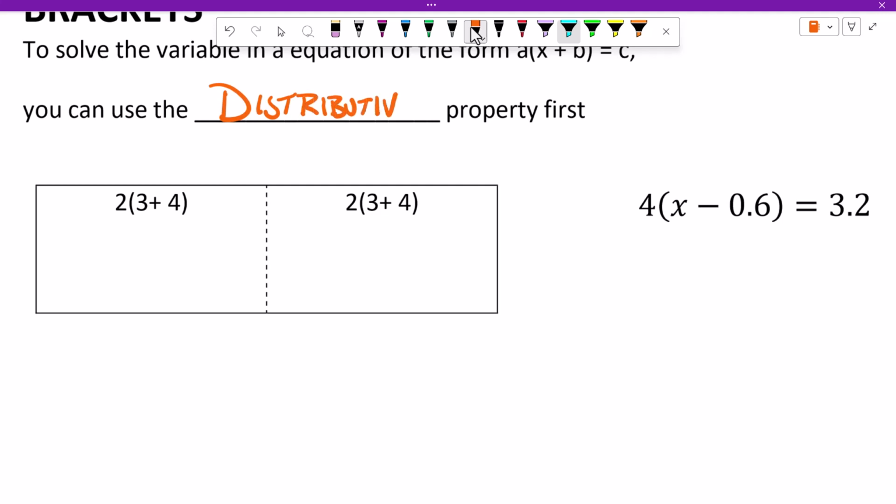So we need a way to get the x or the letter outside of the brackets, right? It's stuck inside the brackets. We can't add and subtract like terms to get it out of there, so we need another way to get out of it. You see, at the end, we want x equals something, and we can't do that if it's stuck inside of a bracket.